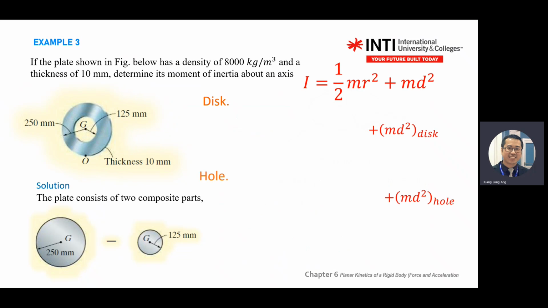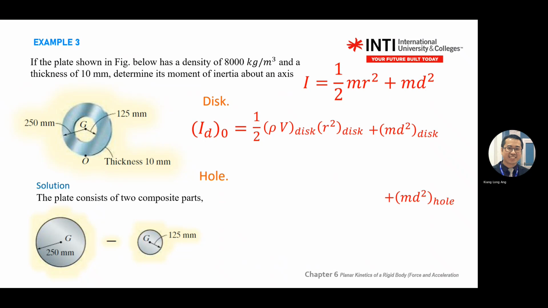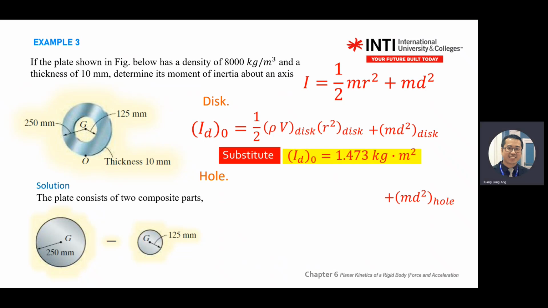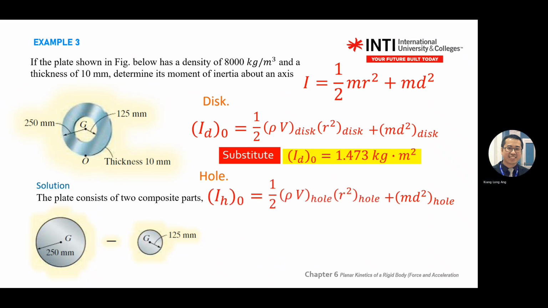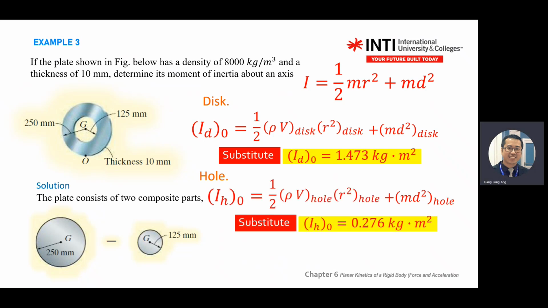So I do the first one for you. For the big disk, I write half mr square. How to find m? Rho times volume. You just substitute, and you get 1 point something kilogram meter square. Right? Start to be familiar with the chapter 6 unit. The unit for moment of inertia is kilogram m square. Okay. For the hole it's still the same. You substitute the values, you get the answer.